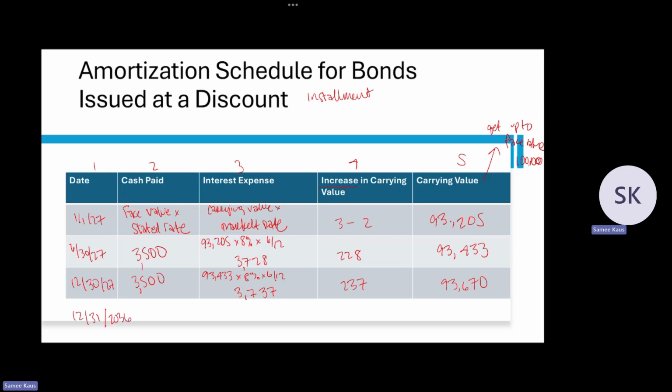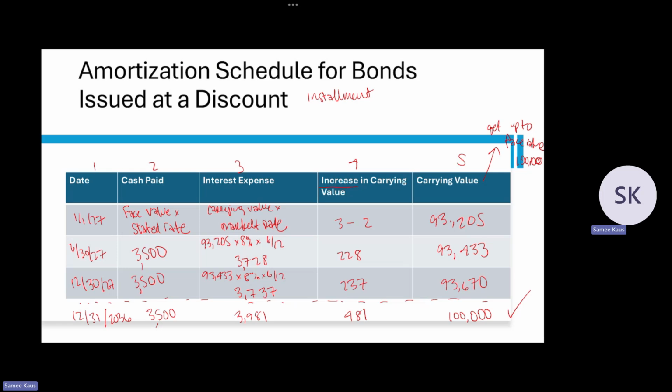Okay. So the last thing I'm going to do super quick is I could say, hey, on December 31st, 2036, 10 years after I issued this, I'm still going to have my 3,500, right? Because I'm going to have a bunch of payments all the way through here. But if you do the math on it, you're going to find that my interest expense in my last year is 39,981. So that means my increase in my carrying value will be 481, and that'll bring my carrying value up to 100,000, which is exactly what I need. Okay.